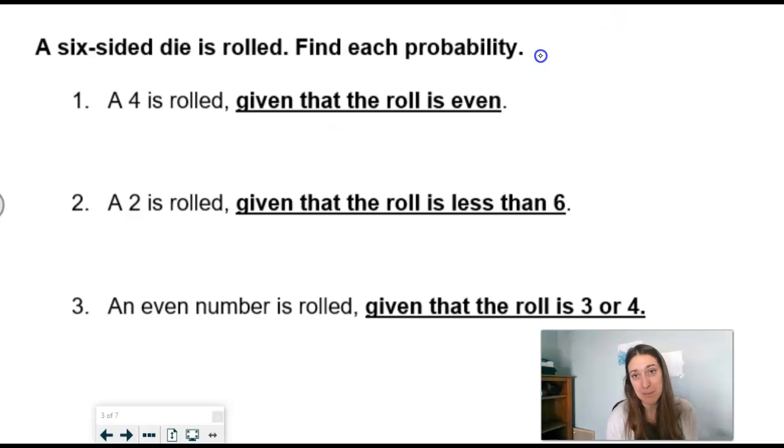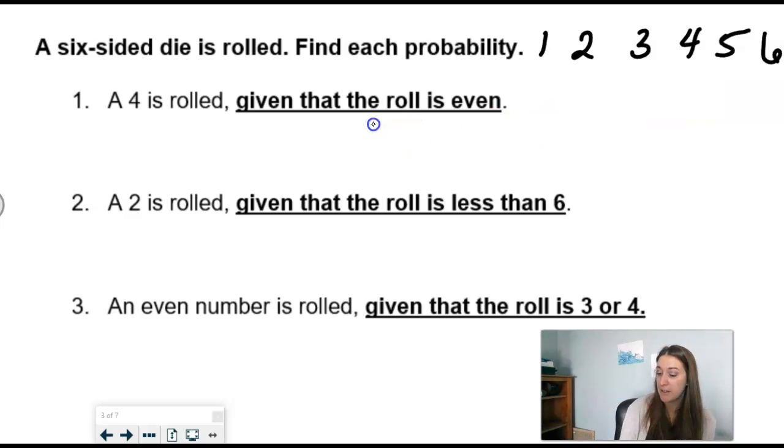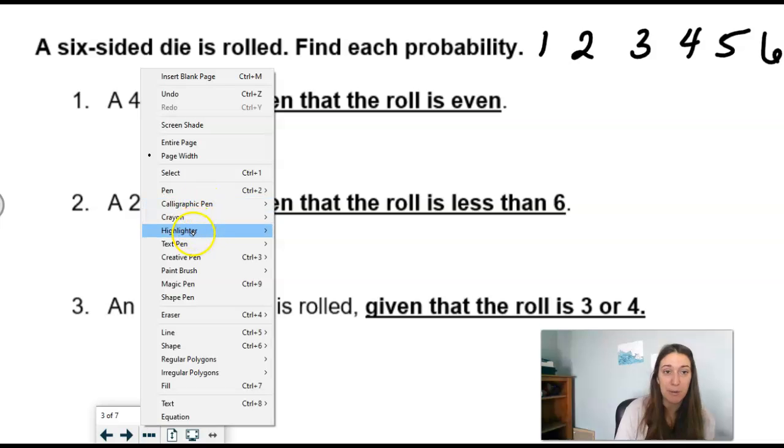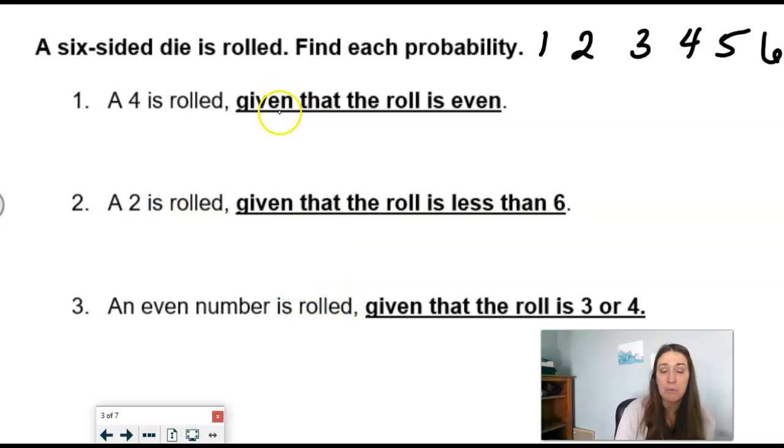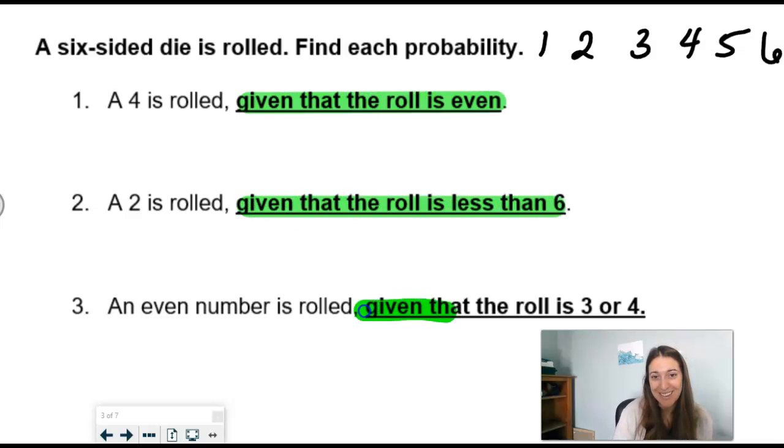And if I look at my sample space, I know it can be a 1, a 2, a 3, a 4, a 5, or a 6. So 6 possible outcomes, in theory, but let's get that highlighter working because we have conditions on each one of these probabilities. I've already bolded and underlined it for you, so that's kind of nice. But I'm going to go ahead and highlight this.